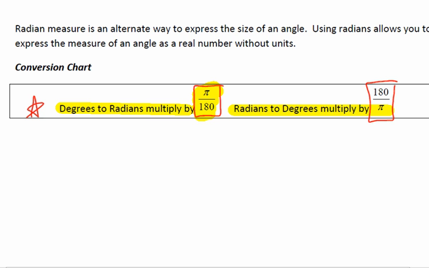If we're converting radians to degrees, we're going to multiply by 180 over pi. So whatever we're looking for goes on the top. If I'm looking for radians, then pi will be on the numerator.